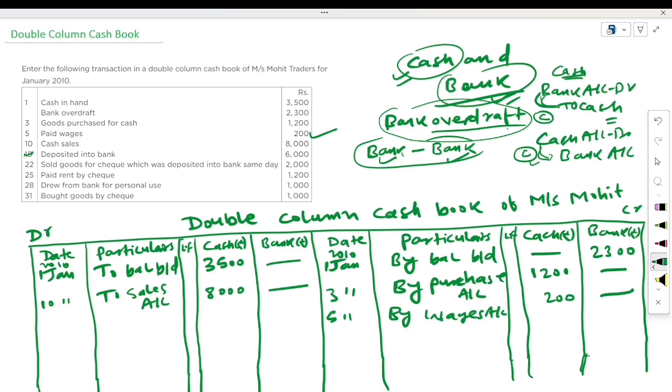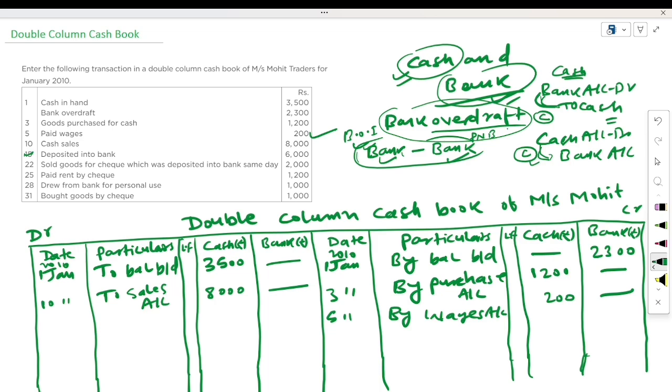Suppose you have some amount in Bank of India and you are depositing this amount into the PNB bank. So this entry will also be known as contra entry. But here you will get only two types of contra entry, which will be bank account to cash account or cash account to bank account. Means deposit of cash into the bank or withdrawal of cash from the bank.